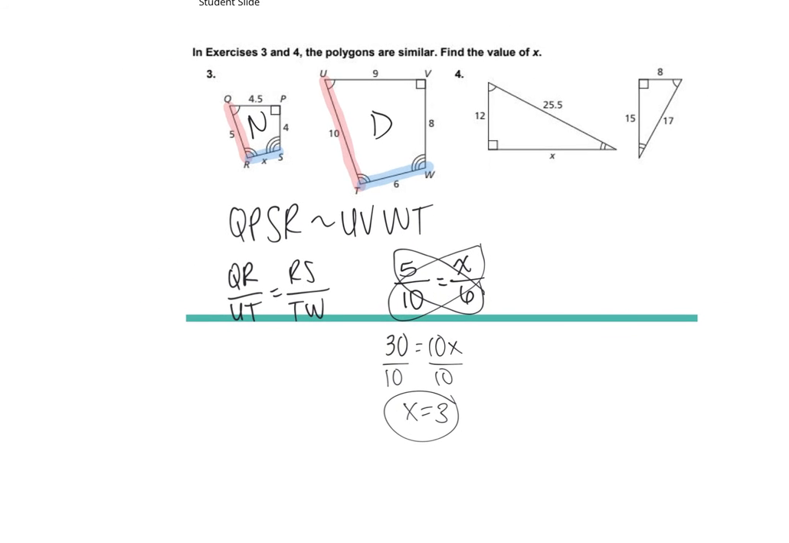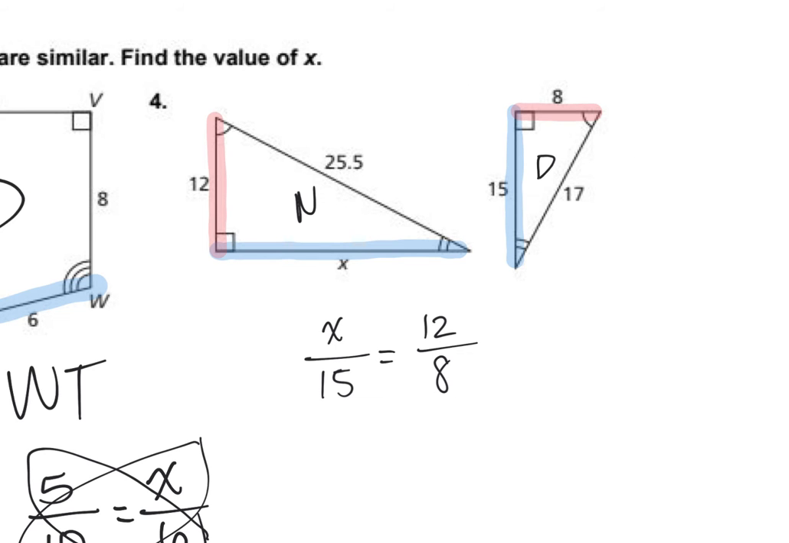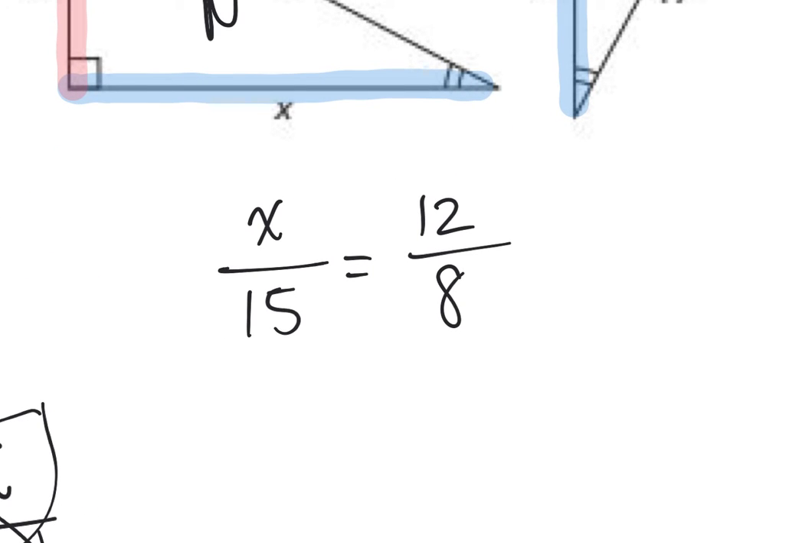Go ahead and try 4. Is going to be 12 over 8, okay? That simplifies though, but in this case, we don't really need to simplify it, okay? We can just cross multiply and divide. It's going to simplify itself eventually, okay?